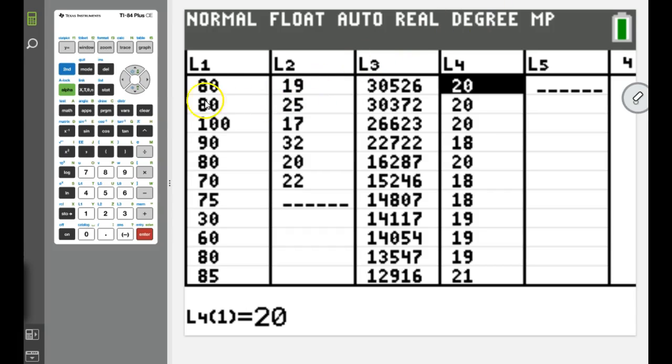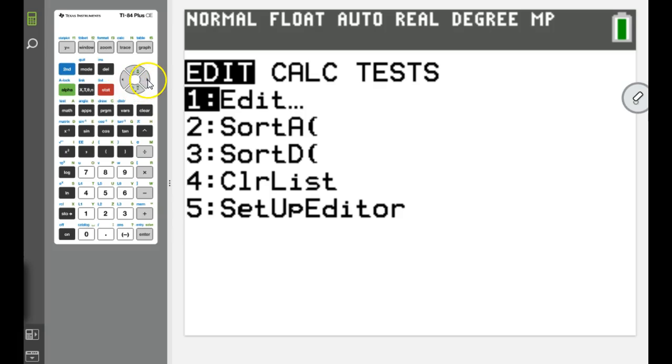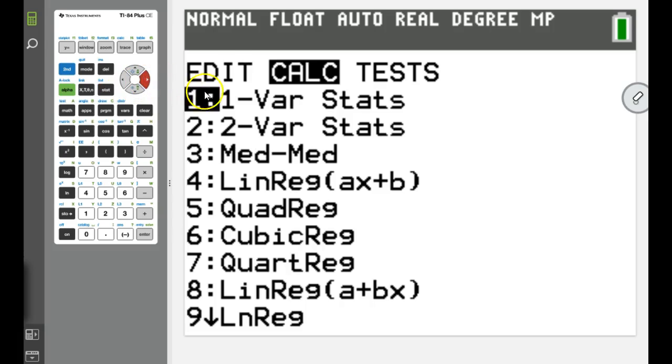All right. Then what we want to do is find the one variable statistics for these. If you hit stat again, we're going to go to the right to calculate. And we just want the one variable stats. One variable stats means we're not comparing like height and weight, okay, of something where you would have something in list 1 and list 2. We're only looking at things in list 1 or whatever list we tell it.